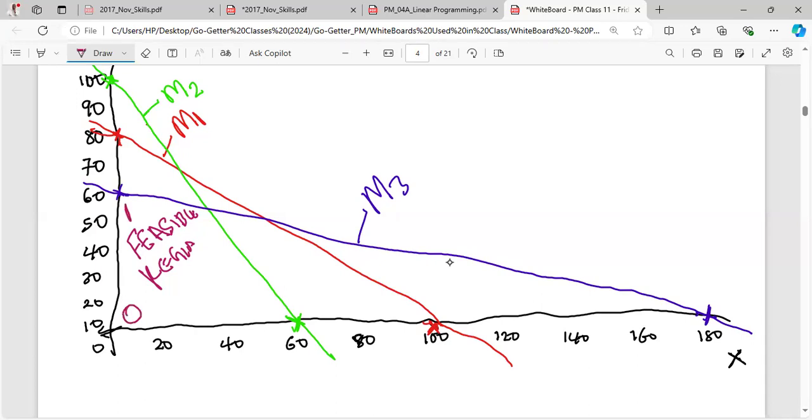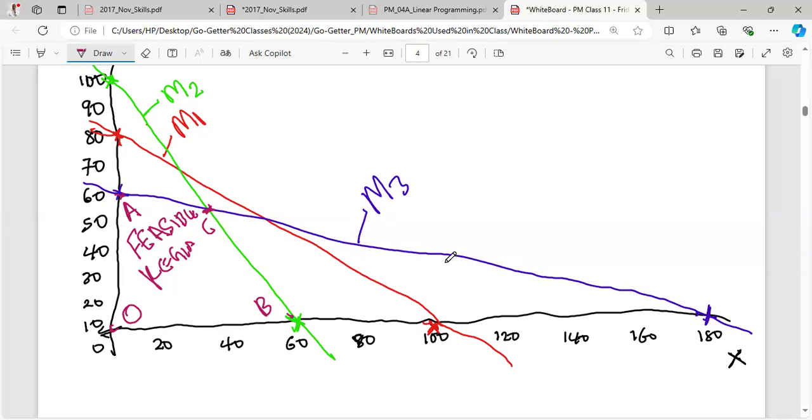Let me call this one A. Let me call this B. And let me call this point C. So this point here is C. This one is A. This is 0. And this is B. So that's our feasible region.